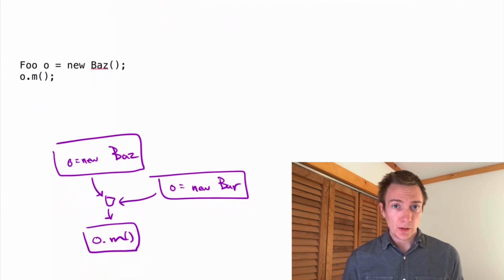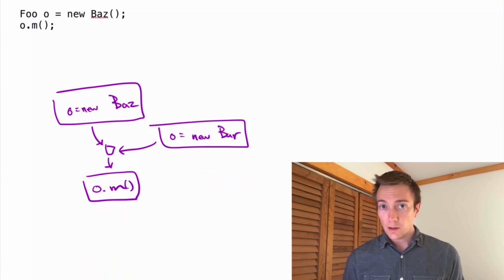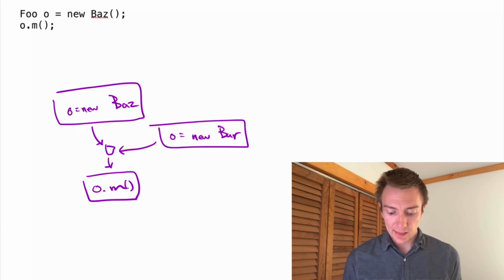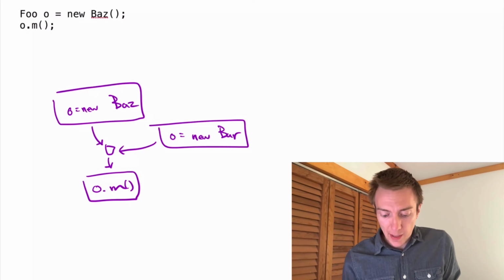Devirtualization is in general a really hard problem. There are simple cases, however. Just to convince you that it's sometimes possible, take a look at this really tiny piece of code. That is, if we know that this call to o.m happens right after the initialization of o, then we definitely know what type o has at runtime.